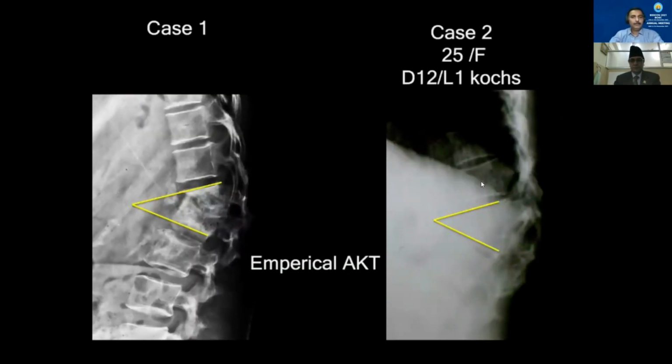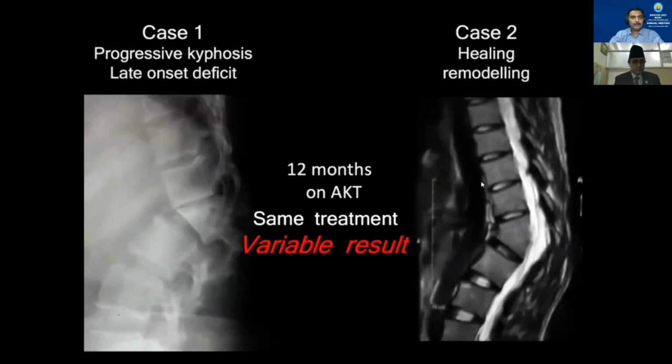So to begin with the case, we have two cases, almost similar ones, of a D12L1 Koch spine with a similar amount of kyphosis. Now you can see in this, one case went on to complete healing and remodeling of the lesion, whereas the other case landed up in progressive kyphosis and late onset neurological deficit.